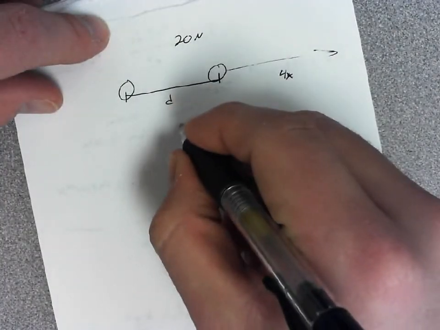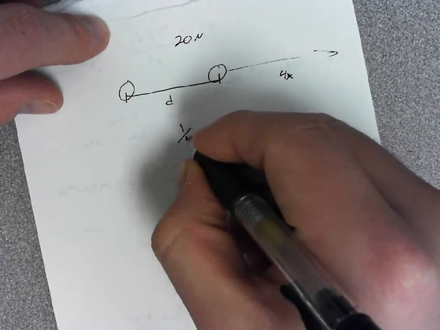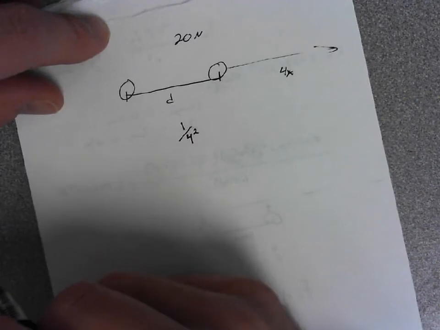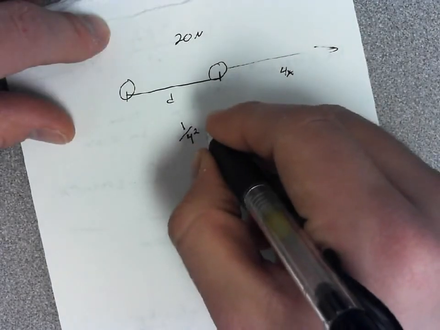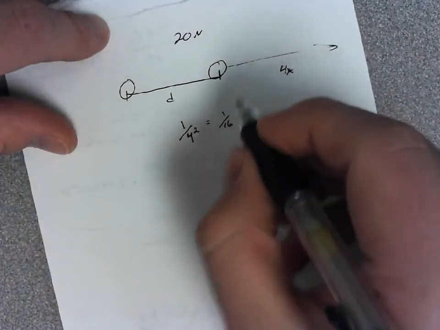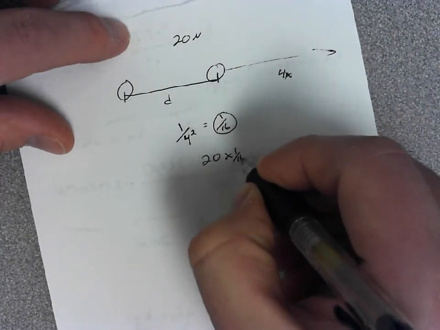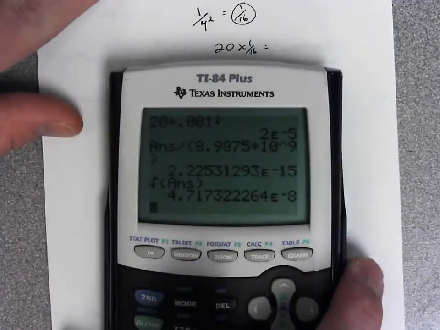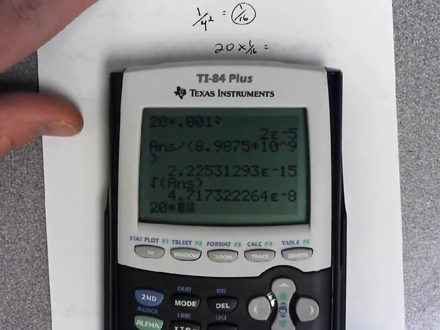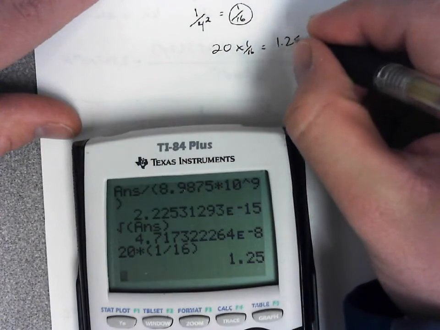Well, we're just going to do 1 divided by the distance, how it changed, squared. Okay, so 1 divided by 4 squared in this case, that's going to become 1/16 the original value. And so I'm going to take that 1/16, I'm just going to go 20 times 1/16 the original force. And 1.25 is the value in newtons.